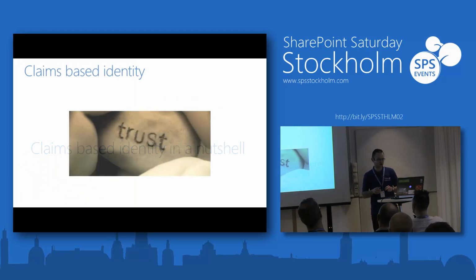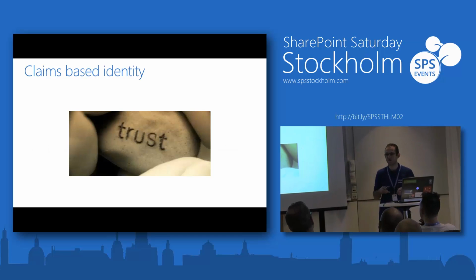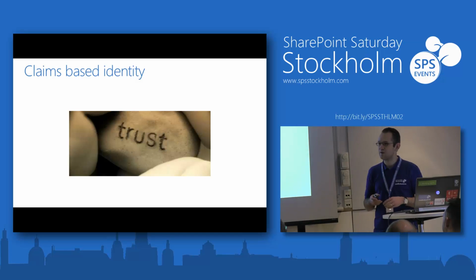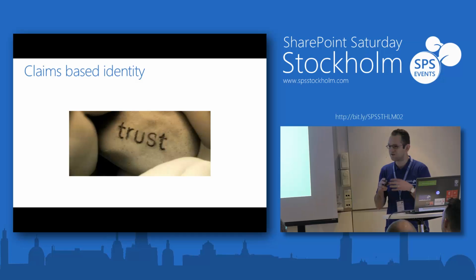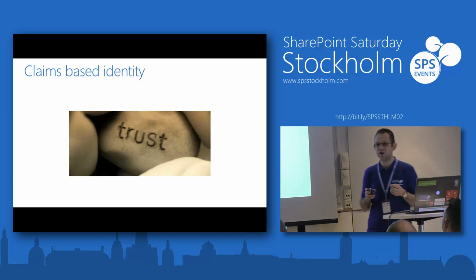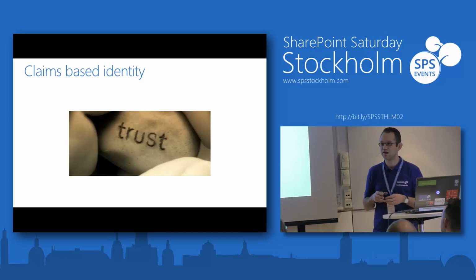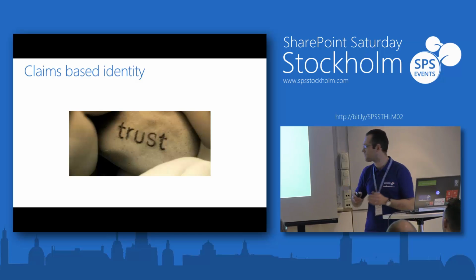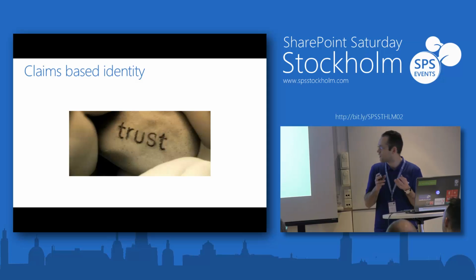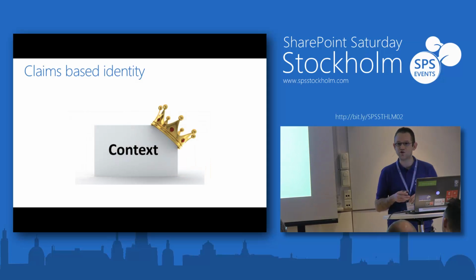Claims-based identity in a nutshell. In the claims world, it all boils down to trust. Who do you trust? It's important to understand that trust is not always limited to the technical capability. For example, we can configure SharePoint to connect to Active Directory. We can connect SharePoint to some other directory service. But it boils down to, who does SharePoint trust? And that's always, or almost always, based on the context.